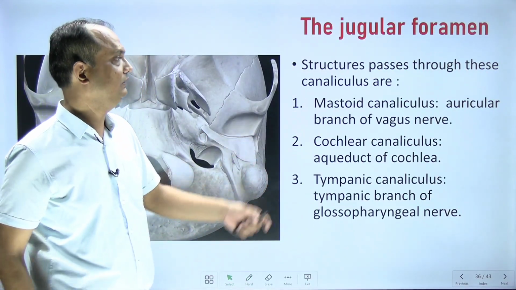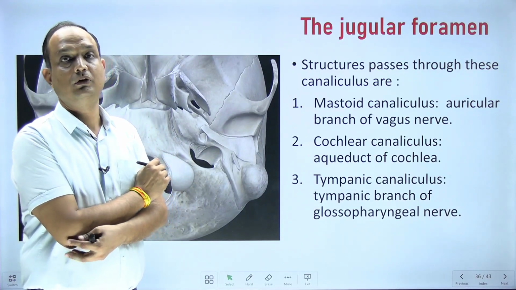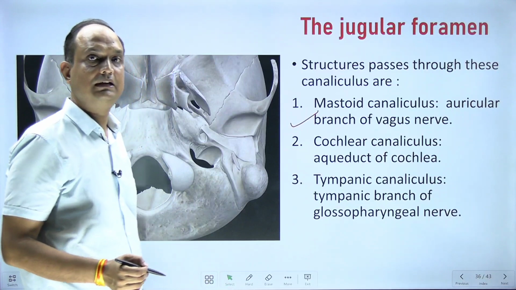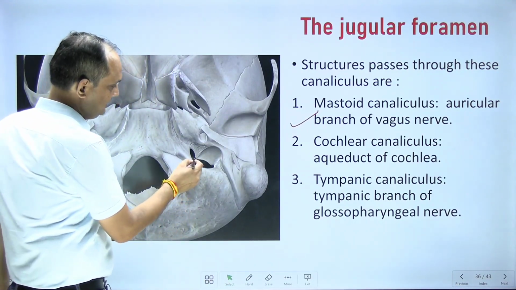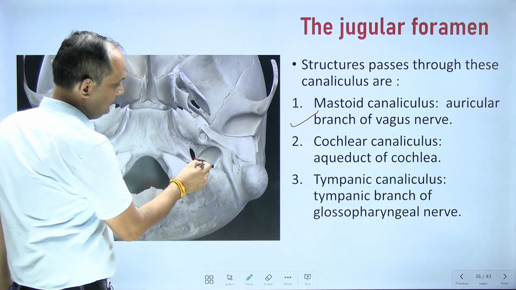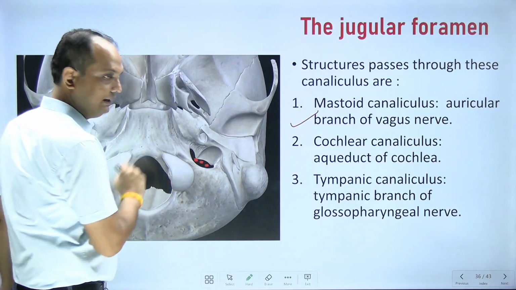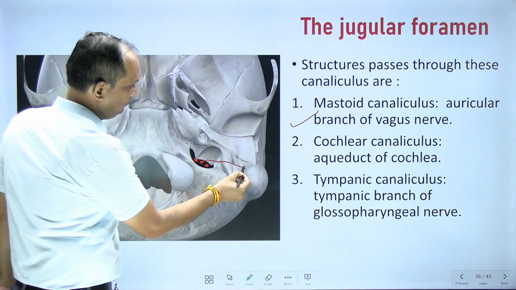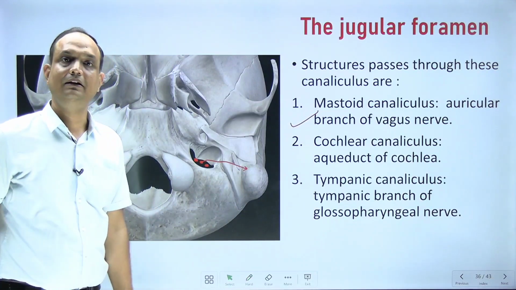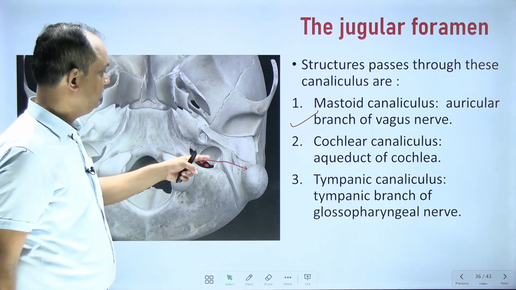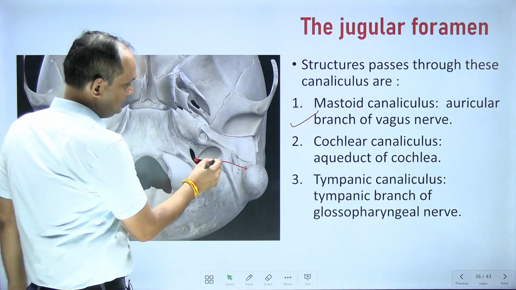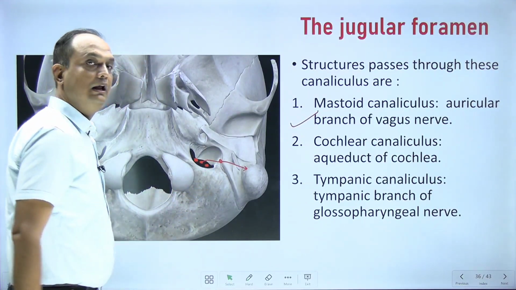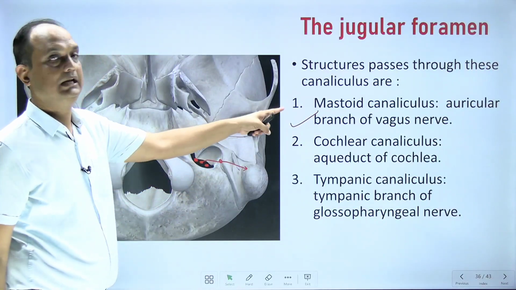So the mastoid canaliculus allows the passage for the auricular branch of the vagus nerve. You know that the vagus nerve is the 10th cranial nerve. I told you that there are three nerves coming out, 9, 10 and 11. Clear? Now this auricular branch will come out and enter the lateral side, into the ear. So this is the auricular branch, and this branch will enter through a small foramen which is present in the lateral wall, and that is known as the mastoid canaliculus.